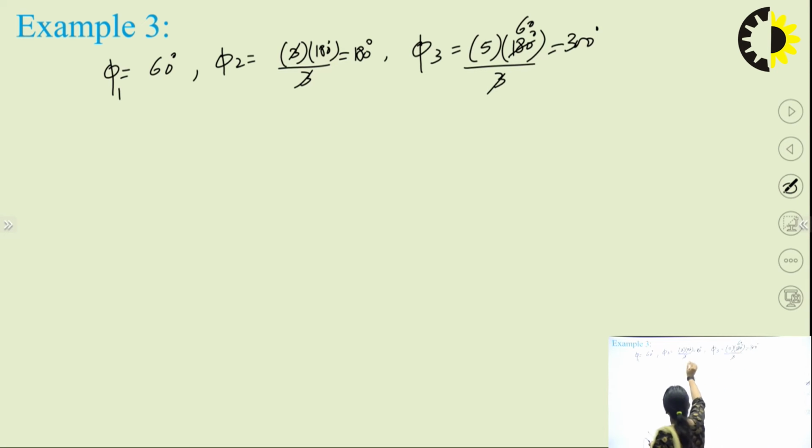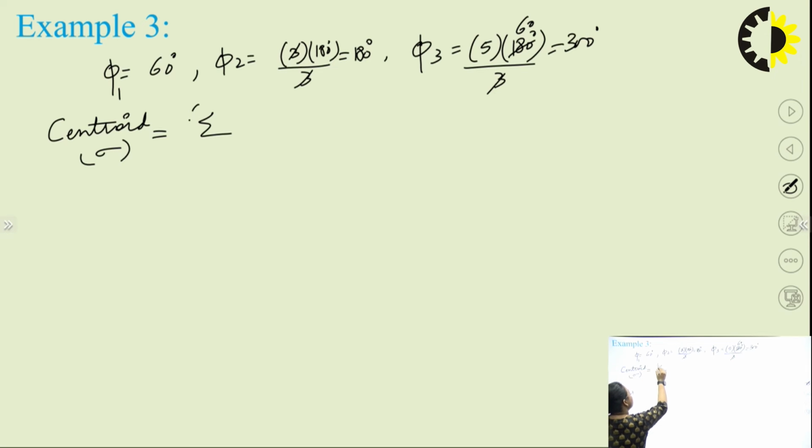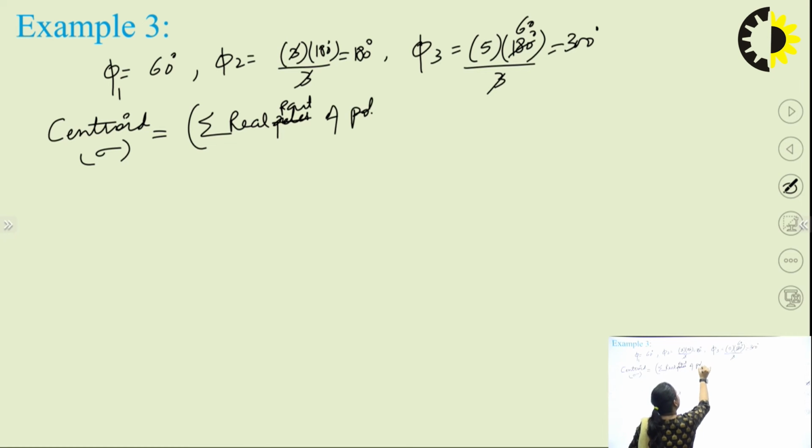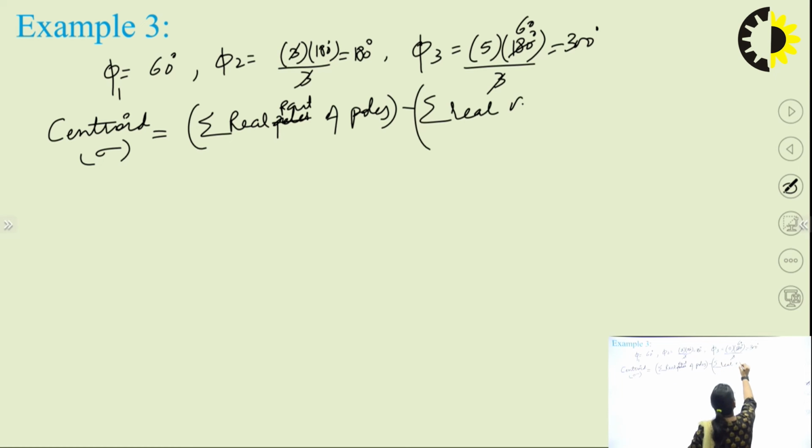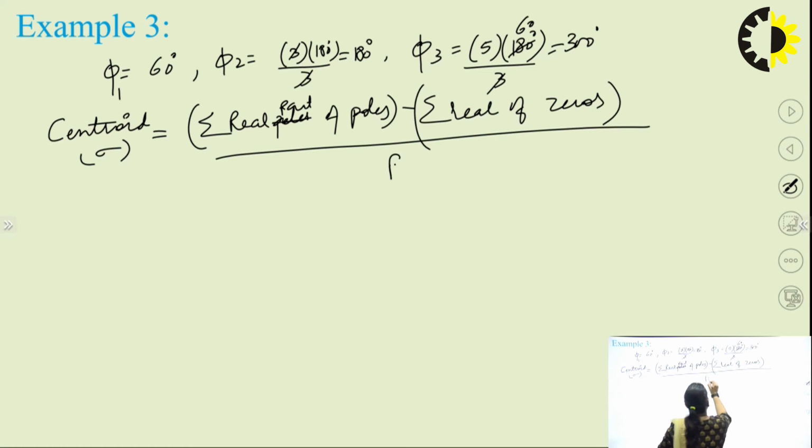Now these 3 angles will be plotted using the point that is called the centroid. It is represented by sigma, which is the summation of real part of poles minus summation of real part of zeros, which is 0 here, upon p minus z.